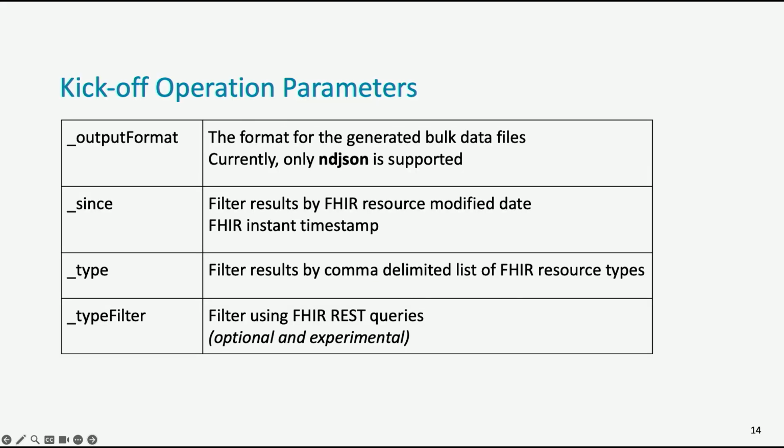So here are some of the kickoff operations for doing Bulk FHIR export. We have some parameters that you could use: the _since, that gives you FHIR resources that have been modified from a certain FHIR instance type timestamp; the _type, so you could get FHIR resources only based on the type, like the patient or the encounter, etc. And then we have not implemented to date the type filter, which would be based on a query, but that is going to be coming at some point in the future.